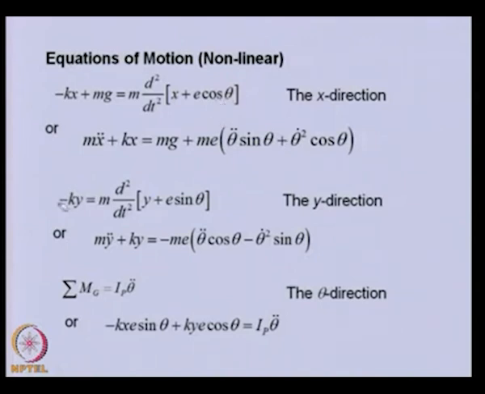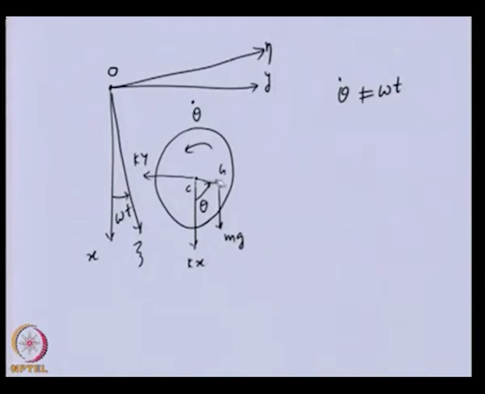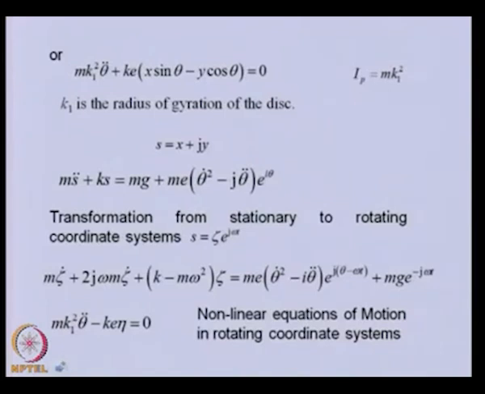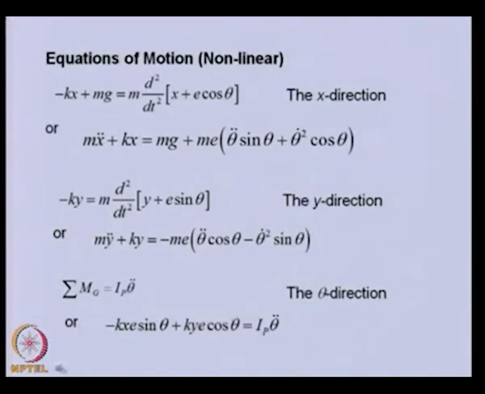Similarly, in the y direction we have the elastic force, and this is the mass into acceleration term, and if we simplify this, we will get this. Here also we will get two terms. The third equation is the moment equation, where we take moment about the center of gravity. The moment due to these two elastic forces should be equal to the polar moment of inertia into the angular acceleration. So, these are the three equations of motion, and the third equation we can simplify like this.